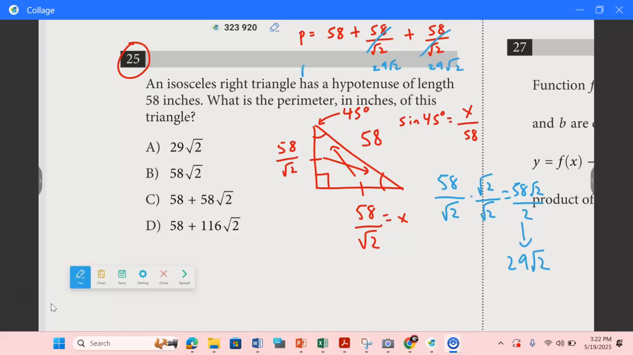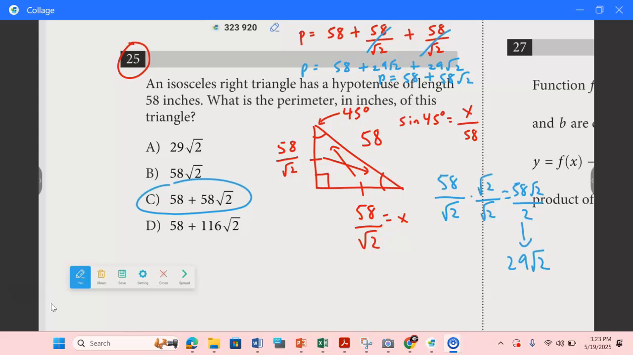If you add all that up, add 29 and 29, you have 58 root 2. Yep, so it's going to be C right here.